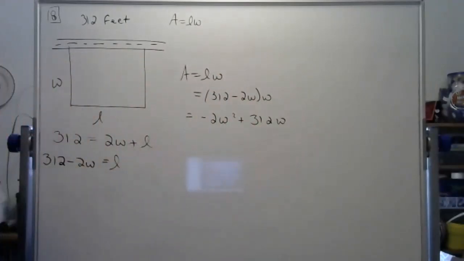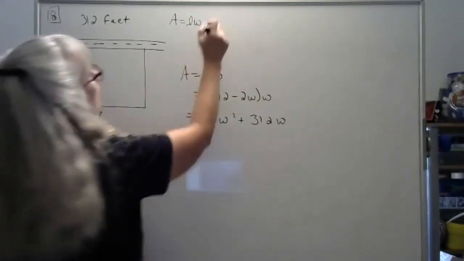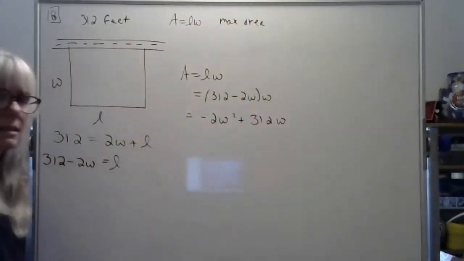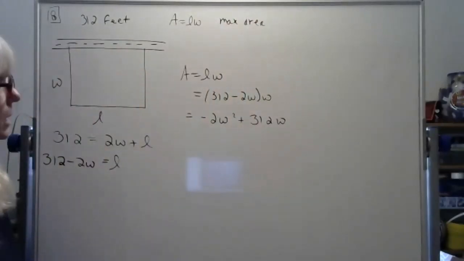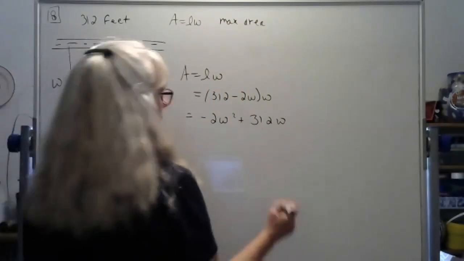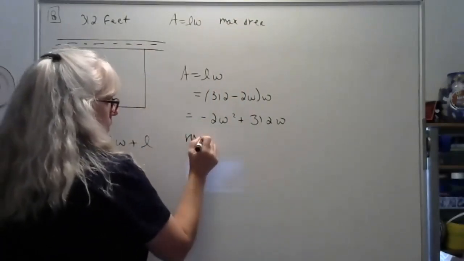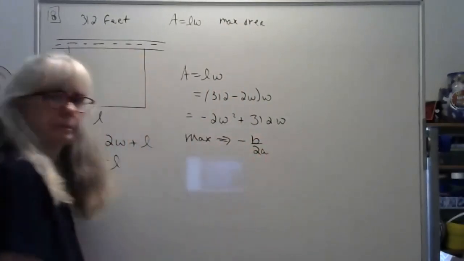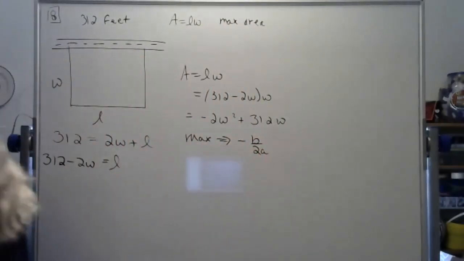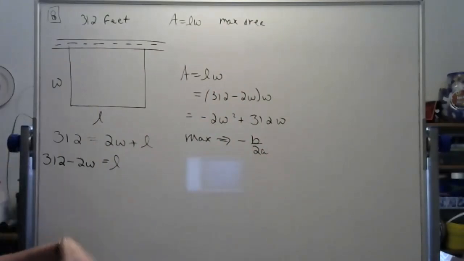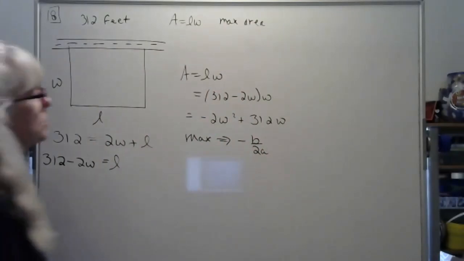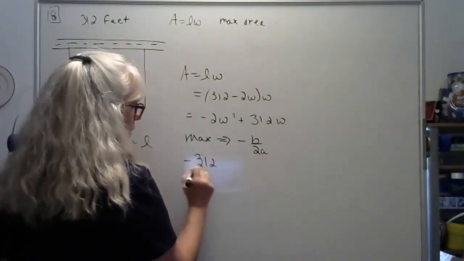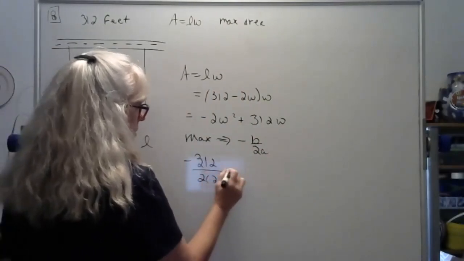And then I'm trying to find the maximum area. Max area. The minute I say max in our class, what do we think? That word max is telling me to go do the negative b over 2a. Now that won't be true in your calculus courses, but that is true in this course. So the maximum is negative b over 2a. So that would be a negative 312 divided by 2 times 2.